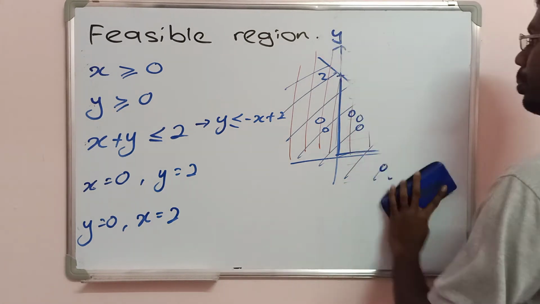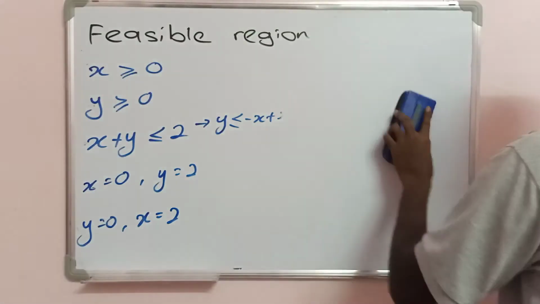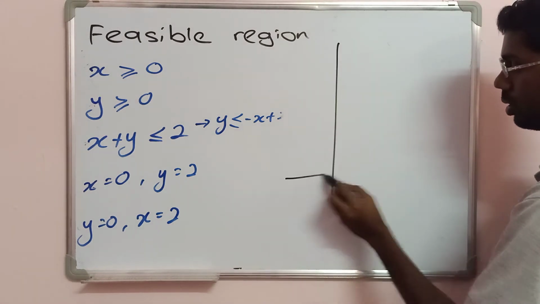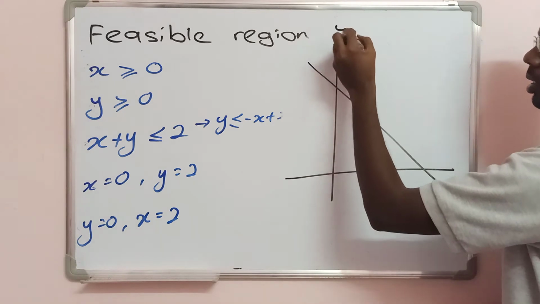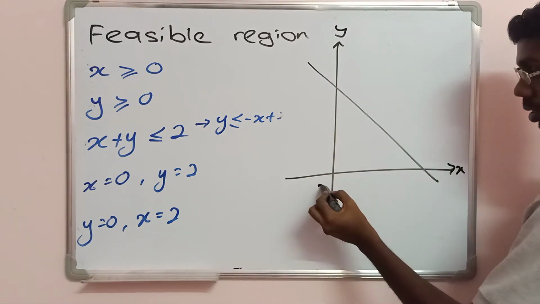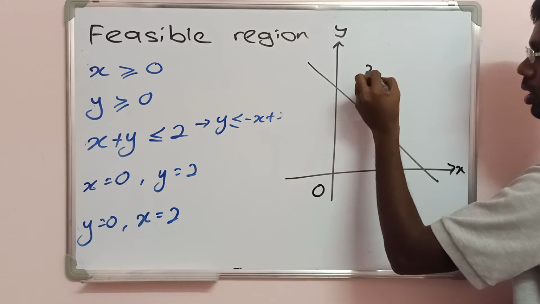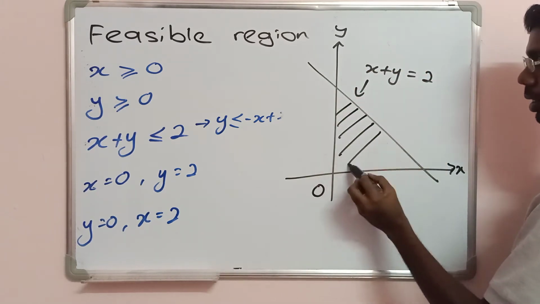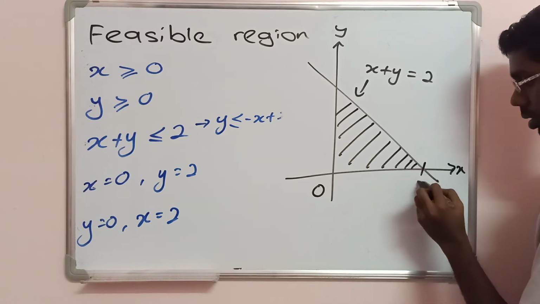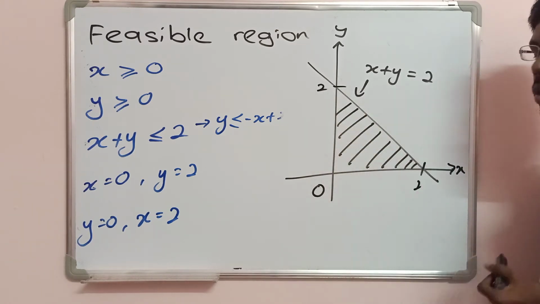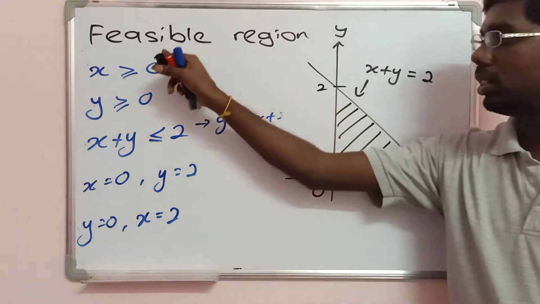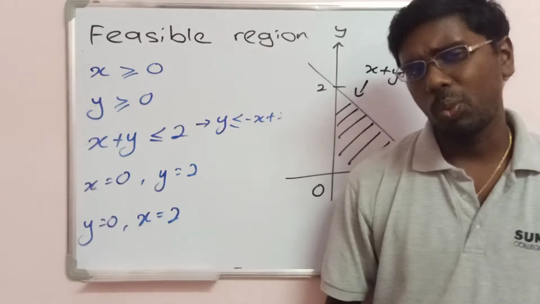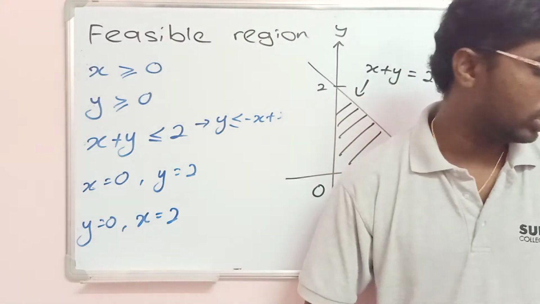So we just redraw it in a proper way and find the shaded region. x plus y less than or equal to 2, so this is going to be the region. Okay, so this is the feasible region for these 3 constraints. Now what happens if I add another equation?